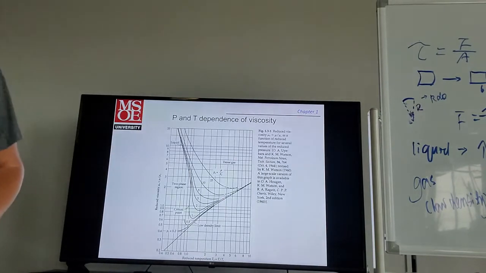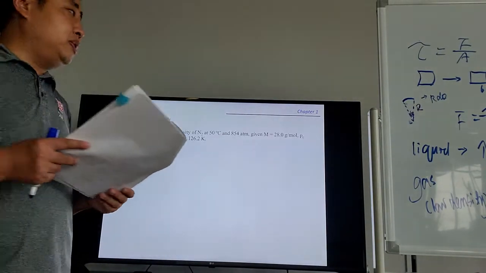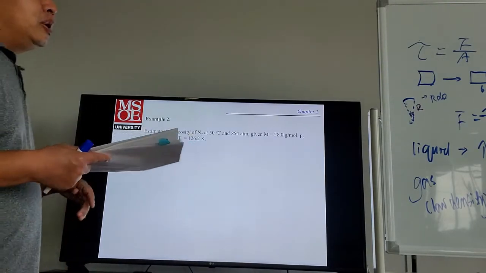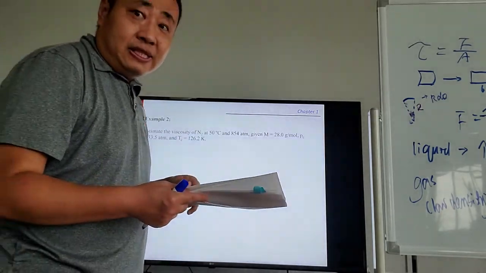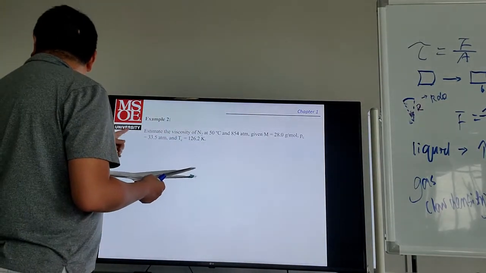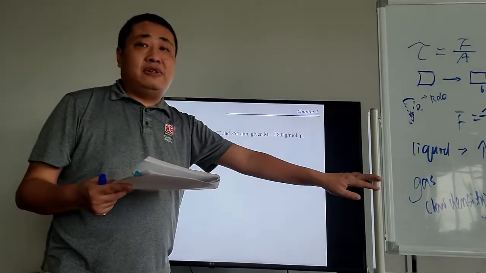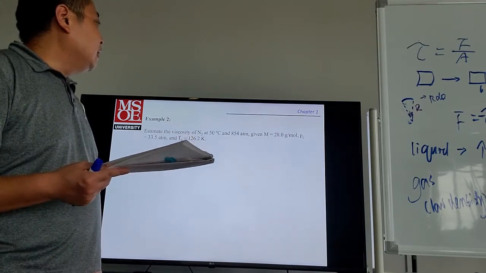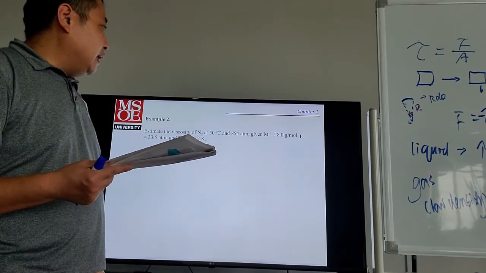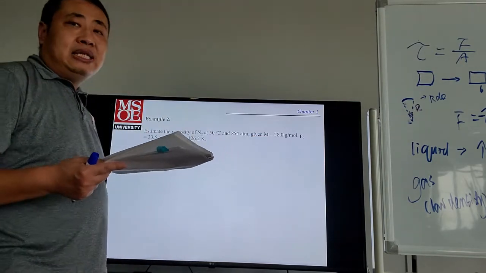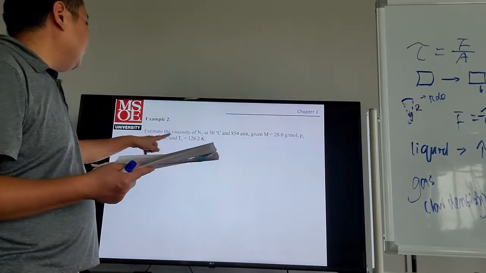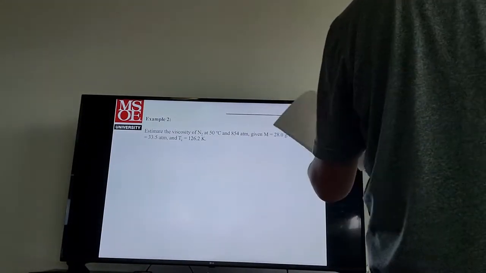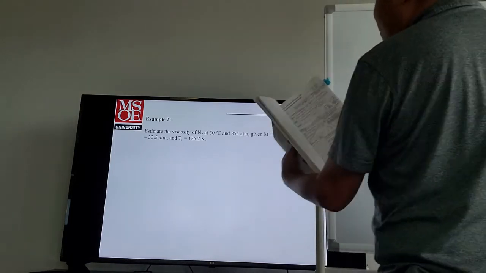So now let's do some calculation. Use MUC and MUR to calculate the viscosity. For this case, we need to estimate the viscosity of nitrogen gas at 50 degrees Celsius and 854 atmospheres. The molar mass is 28.0 grams per mole. We have PC and TC. Now let's see what we have.